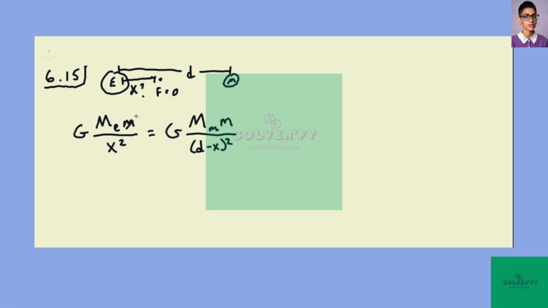So we see that it doesn't matter what mass the spacecraft has, which is good. You wouldn't expect it to. G also doesn't matter. So we can just do some algebra. For example, we can arrive at x over the square root of the mass of the Earth is equal to d minus x over the square root of the mass of the Moon.